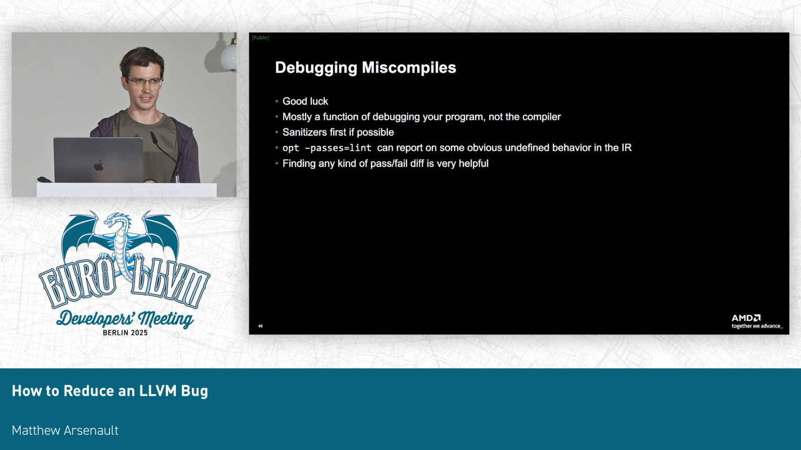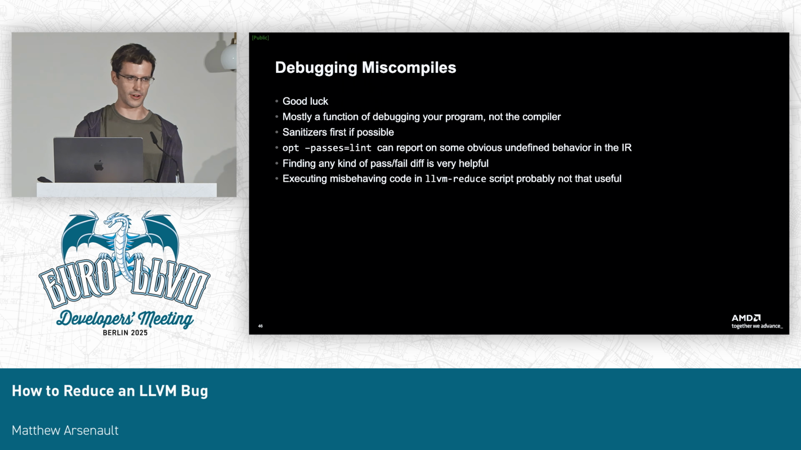Getting to any kind of pass-fail diff is extremely useful. Once you have some kind of, I know this is good, this is bad, you have some traction to look at. It's very good. Trying to execute misbehaving code in an llvm-reduce interestingness script is probably not that useful. We could consider introducing a mode where it tries to maintain executable behavior, but I'm not sure it can do that much. We have maybe 3 or 4 reductions that will actually be behavior preserving now, like the drop annotations and so forth. All the reductions that just strip optimization hints are the only kind of reductions it does that will maybe be useful here.